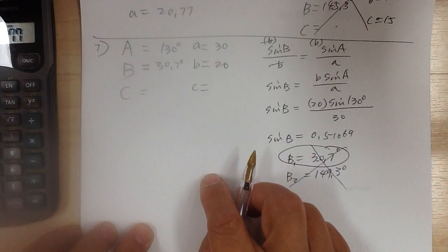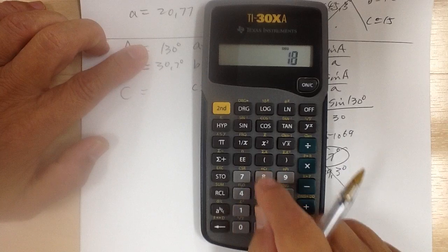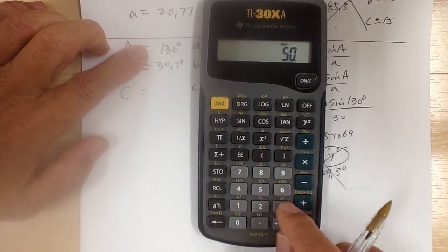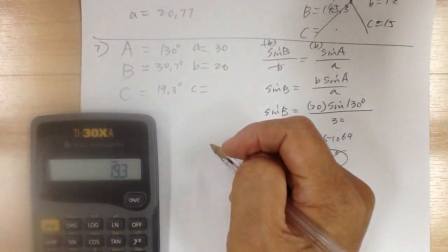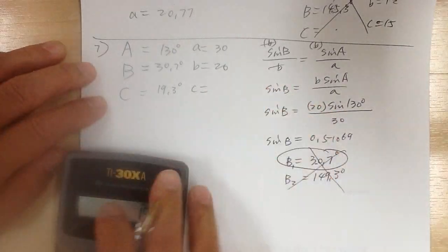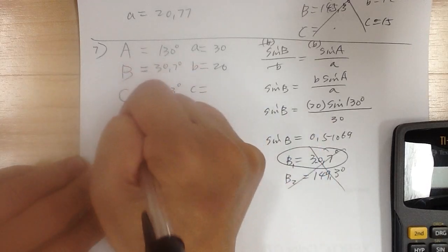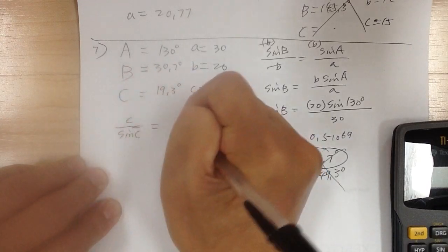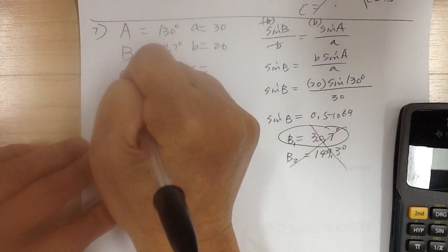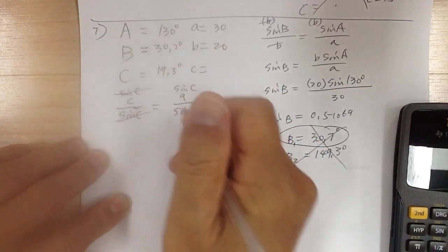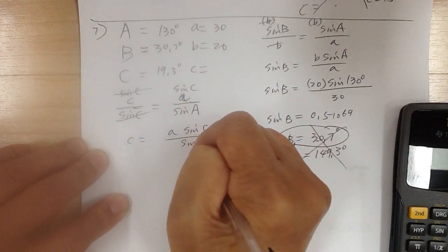Okay, and so after you do that, then you can find angle C. So 180 minus 130 minus 30.7 equals, so you get 19.3 degrees. Okay. And now to find c, I can use this. It's easier to use the law of sines, so use this over that. So c over sine C equals a over sine A. So multiply by sine C, so this will cross out.